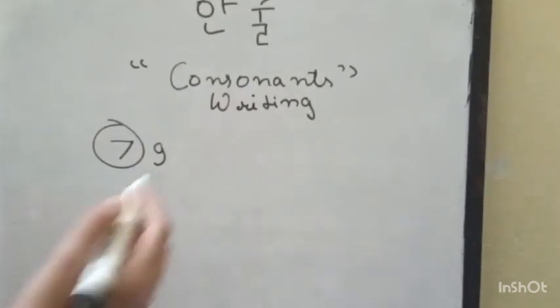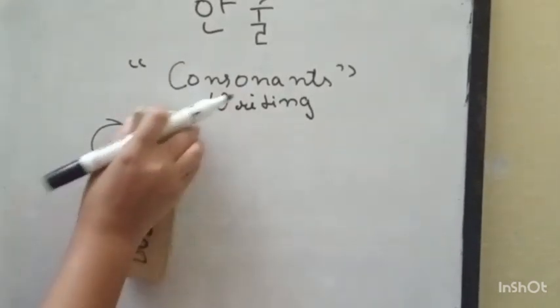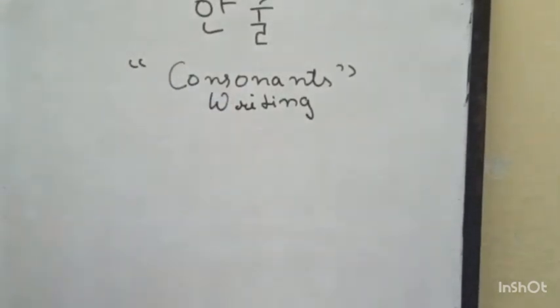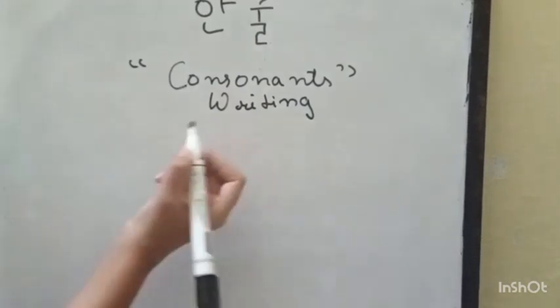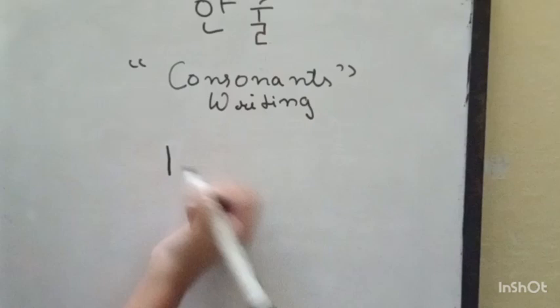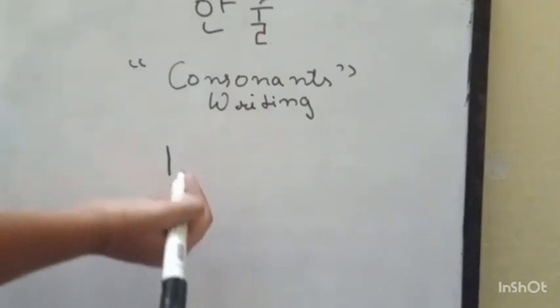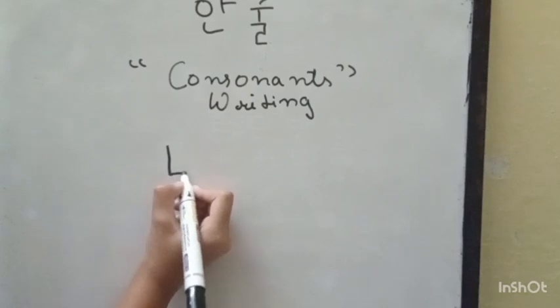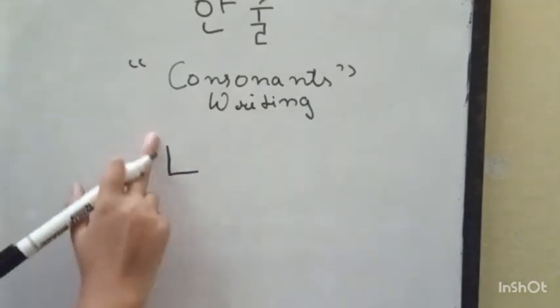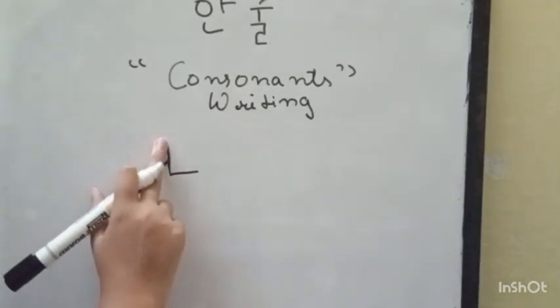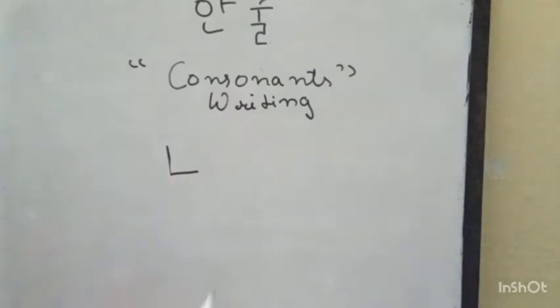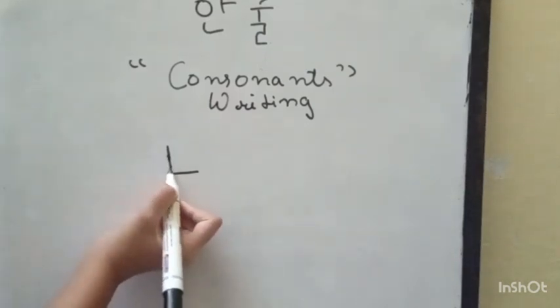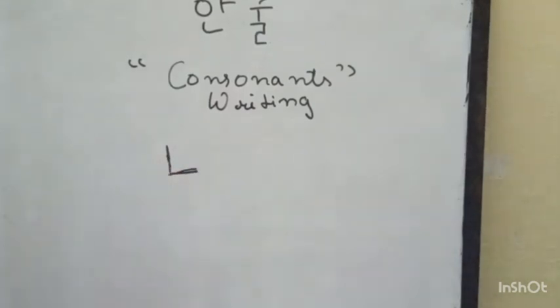So now we have done G. Now the second is N. How should we write N? It is a horizontal line and a vertical line. Horizontal and vertical. So G, N, D.